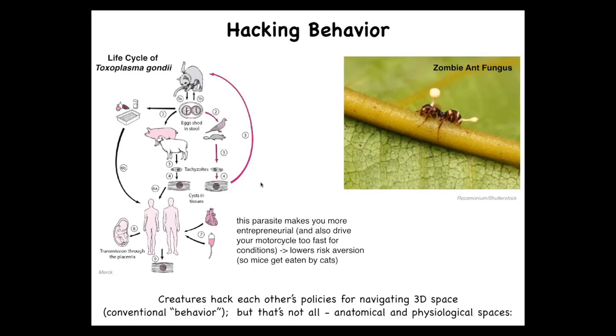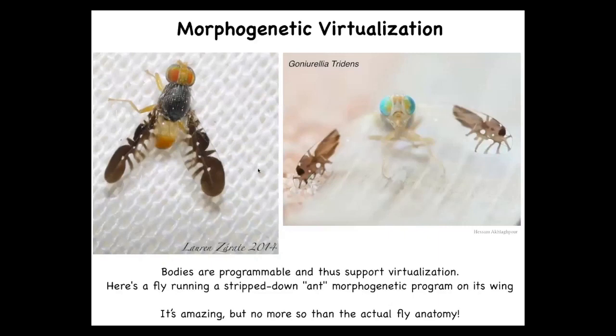And so now we can start to think about, what does that look like in these other spaces? So here's an interesting example. This is not Photoshop. I thought it was Photoshop the first time I saw this. This is a fly, which is running a kind of stripped down 2-dimensional ant program on its wings. And the reason is that it flaps these wings and it looks like the ants are scurrying around, and it keeps predators away because the predators don't want to deal with these stinging ants.